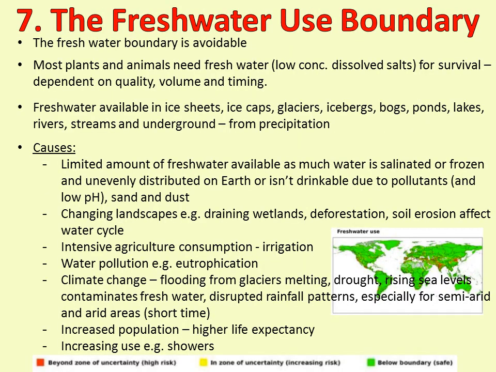The freshwater use boundary. Most plants and animals rely on fresh water to survive. Below the freshwater boundary, organisms do not have enough water to survive. Often, fresh water is locked up in ice sheets or contaminated with pollutants or dust or salinated. It's also unevenly distributed across the planet, and there is less available due to an increasing population, high use in agriculture, climate change, and pollution, and this can all lead to a water shortage.